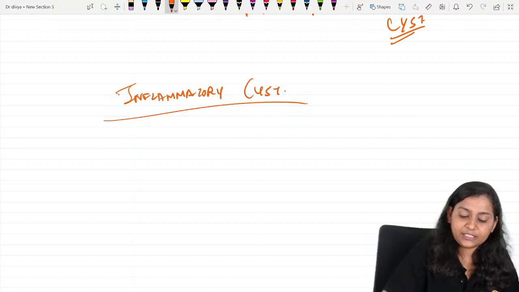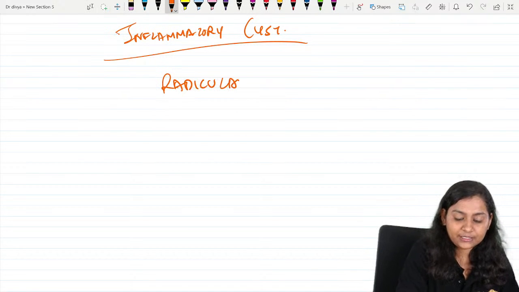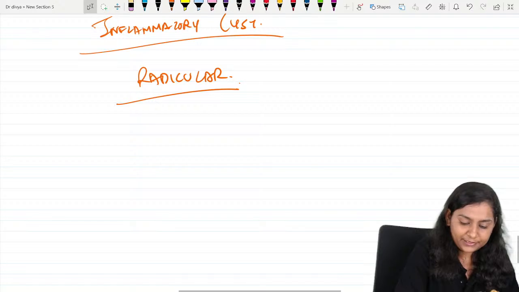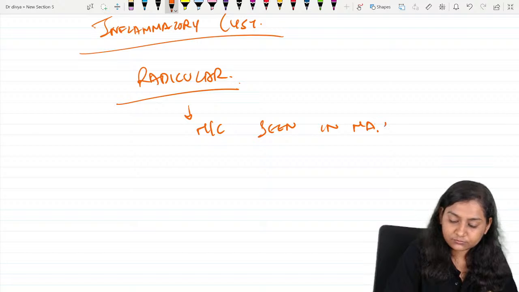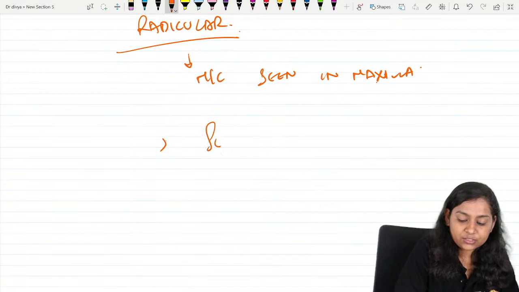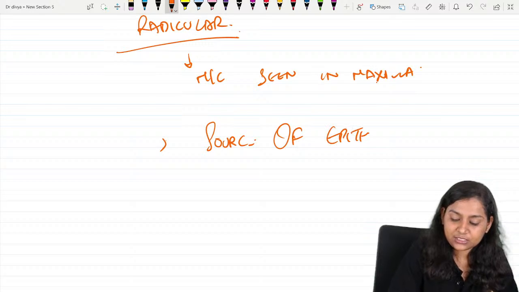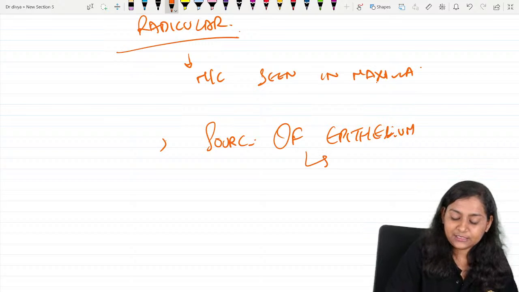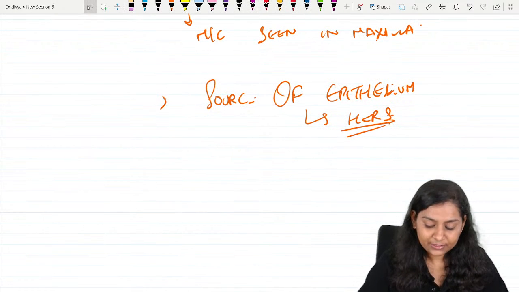Inflammatory cyst. Okay. So in inflammatory cyst, we will discuss first radicular cyst. Now radicular cyst, it is the most common odontogenic cyst. Okay. It is most commonly seen in maxilla. Now tell me, what is the source of epithelium? We have just discussed. Source of epithelium is the HERS. Okay. That is called as cell rest of Malassez.